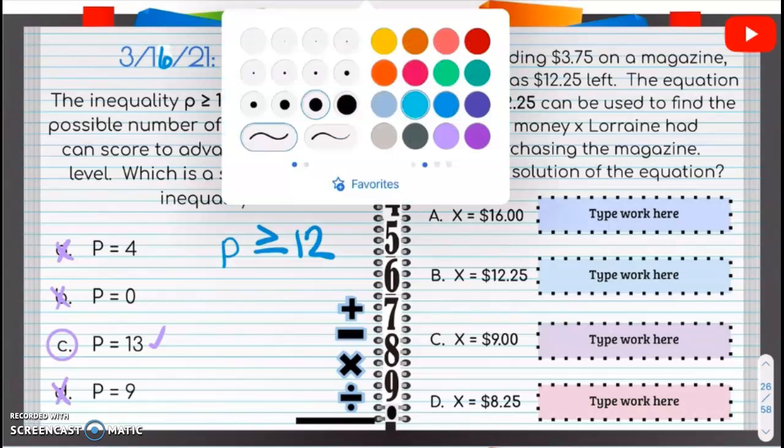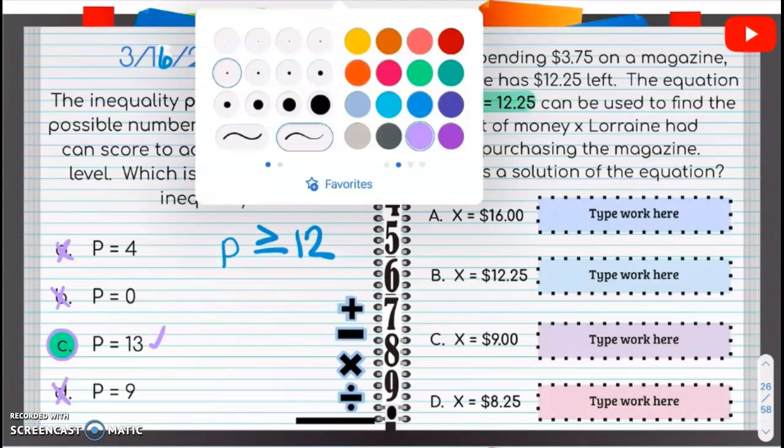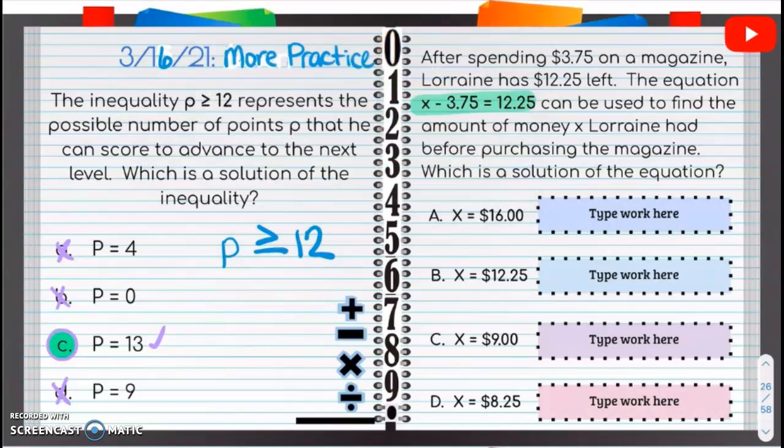Ooh, let's do this one. All right, let's take a look over here. After spending $3.75 on a magazine, Lorraine has $12.25 left. So the equation x minus 3.75 equals 12.25 can be used to find the amount of money x Lorraine had before purchasing the magazine. Which is a solution of the equation? All right, so I am going to give us a little bit of workspace here.